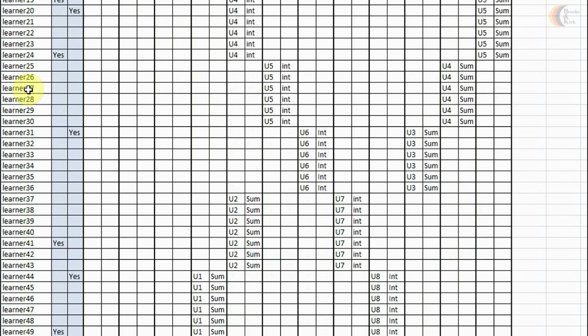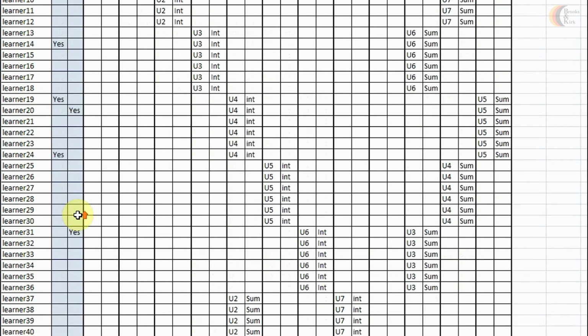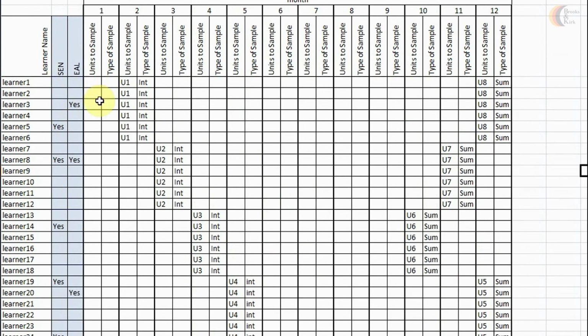We have down the side here all 50 learners, taking into account our SEN and our EAL, and the 12 months of the year. What we've decided to do for this qualification is deliver 3 units in the first 3 months, a further 3 units in the second 3 months, and 2 units in the third 3 months. That leaves us 3 months at the end for any mopping up to ensure that we're getting timely completions for our learners.